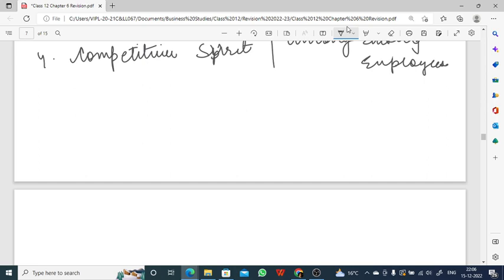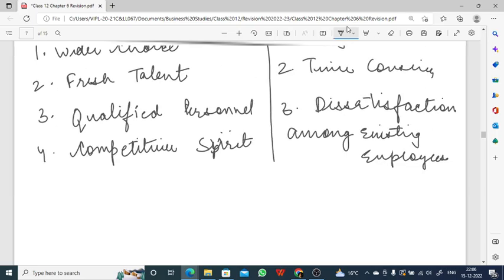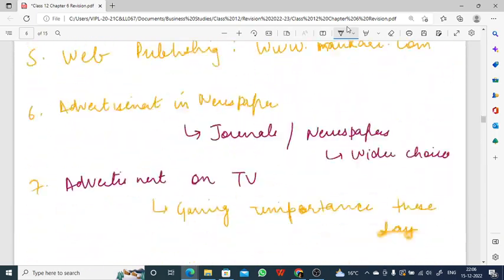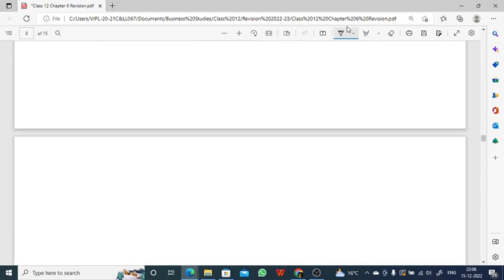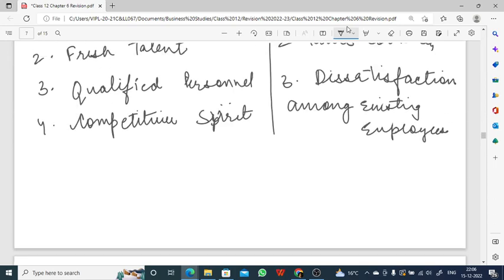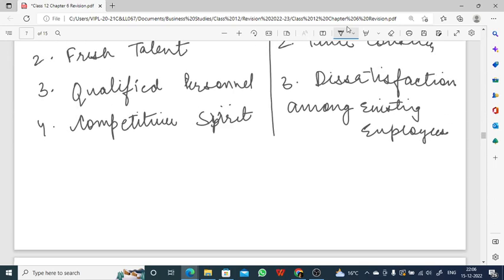www.naukri.com. Which method was followed here? We know it is web publishing, correct? And there are n number of times that I have seen one-markers coming in the form of case studies, where you have to identify which source we are talking about. Is it internal or external? And if it is internal or external, which source? Promotion or transfer, or the ten that we talked about for external.